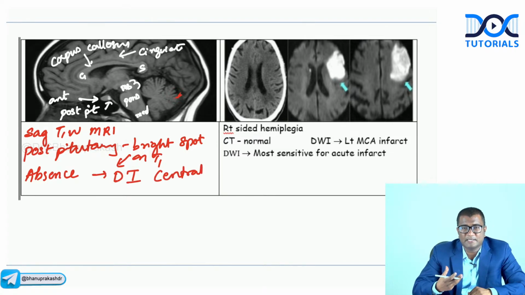Because of vasopressin, this area will appear as a bright area; proteinaceous content will appear white on this T1 weighted imaging. But if there is absence of vasopressin, that indicates central diabetes insipidus. So there will be absence of the bright spot in central diabetes insipidus.